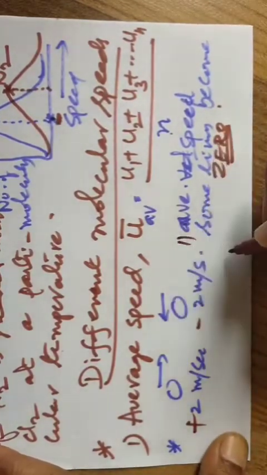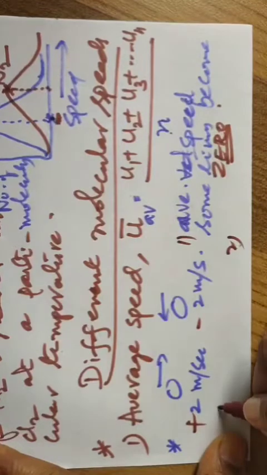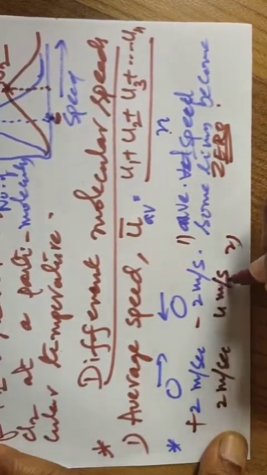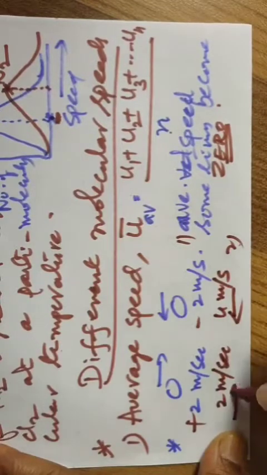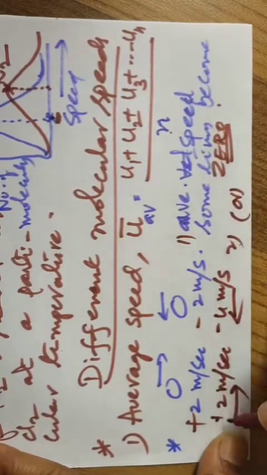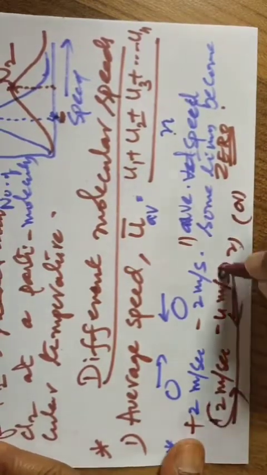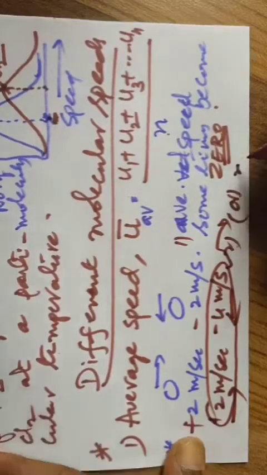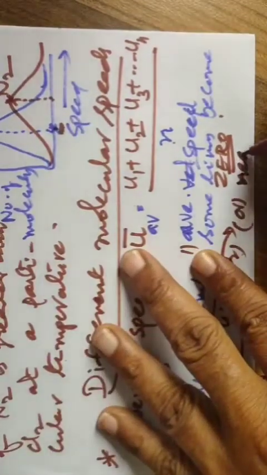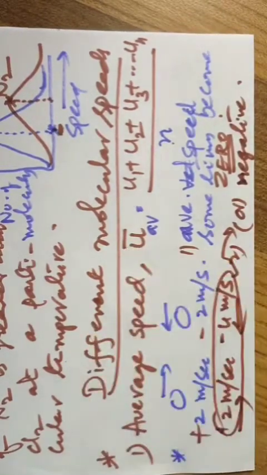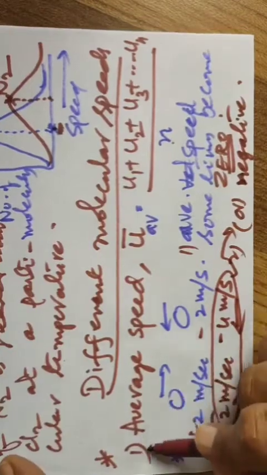Sometimes, suppose it is moving with 2 meter per second, and another with 4 meter per second, as it is in this direction, it is in this direction, and if it is minus, it is plus. Then if you collect this data, it becomes negative. Average velocity negative is meaningless. So these are the drawbacks of average velocity.